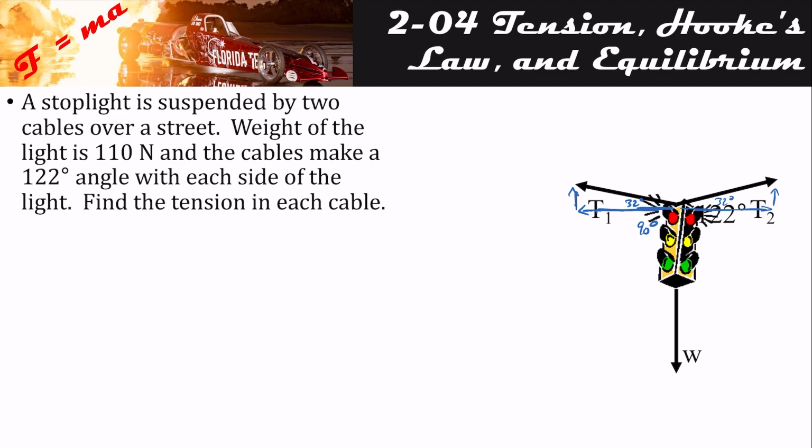I'm going to start by working in the x direction. In the x, I have T1 going to the left, and it's adjacent to my angle, so cosine of 32. Then I have T2 going to the right. It's also adjacent to the angle, so cosine of 32. And we have no acceleration because it is just suspended there. It's not going anywhere.